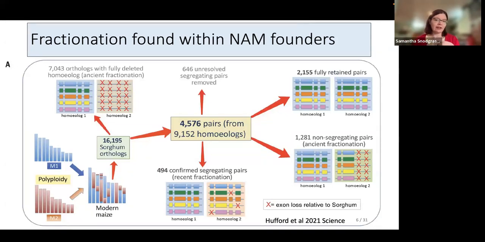So that would suggest that loss has occurred before these lines started to diverge from each other, right? But in 494 cases, she saw segregating fractionation, which means that some of those homologs in some lines were retained, whereas in others they were lost, or a different number of exons were lost. And this would indicate that those fractionation events have happened after the divergence of those lines from each other.